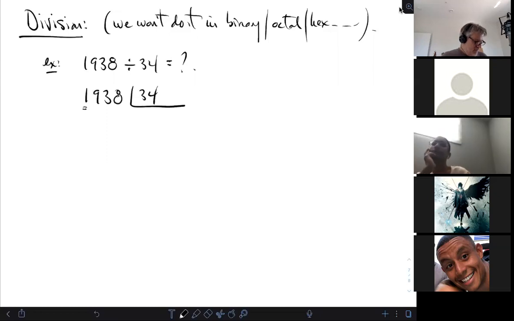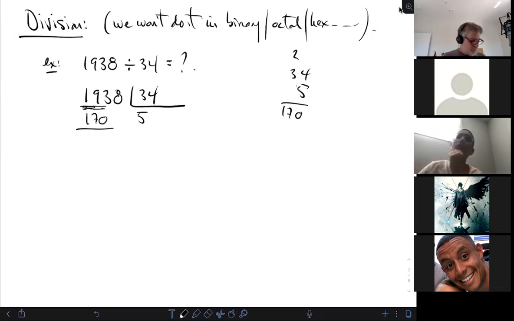So 34 doesn't go into 1. So I just look at the next one. 19, 34. Does it go into 19? It does not. So now add another one. So now I have to figure out how many times 34 goes into 193. You sort of do it in your head, right? So 34 times 2, that's too small, times 9, that's too big, times 5, maybe. So you just try it out, right? 5 times 34, that's 20, that's 170, and that looks right. So 5 times 34 is 170.